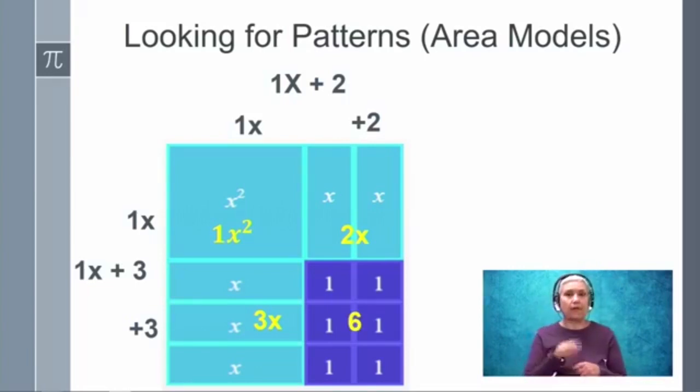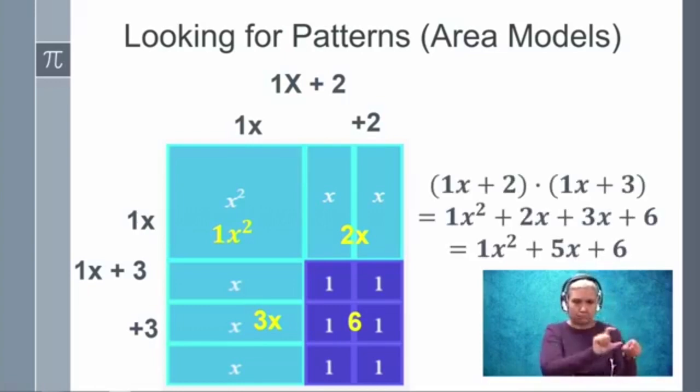And again, like that previous problem where we're multiplying 12 times 13 for an area of 156, we would add all of these parts together, the 1x squared, the 2x, the 3x, and the 6. And that'll give us this area here of 1x squared plus 5x plus 6. So let's key in on what we see.